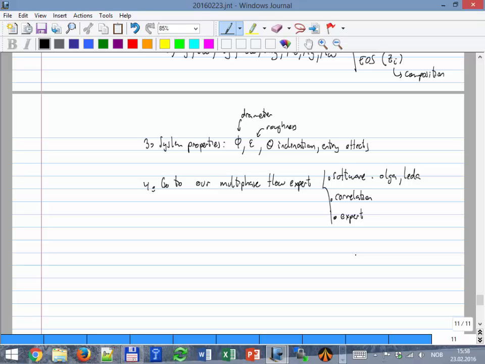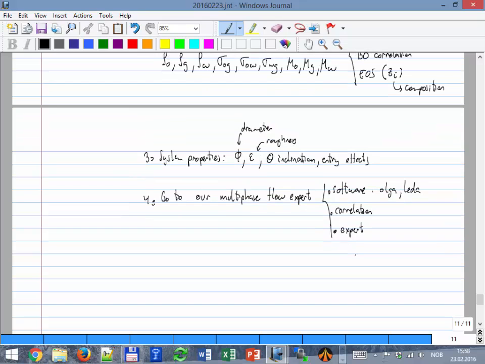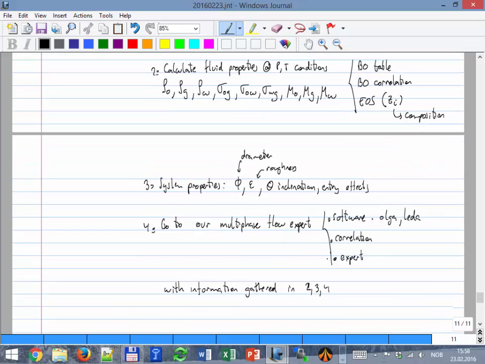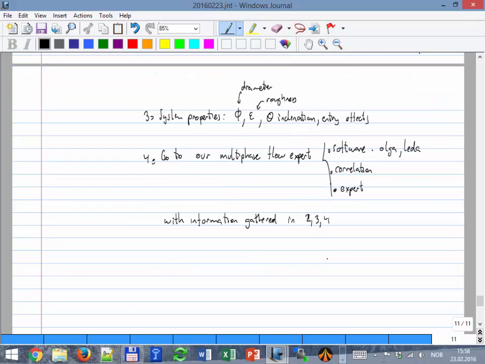And from here, that person or that program, with all of this information gathered in 1, 2, 3, and 4, okay, the local flow rates, the fluid properties, and the properties of the system, is going to give me delta P, delta L, okay, along the direction of the pipe.